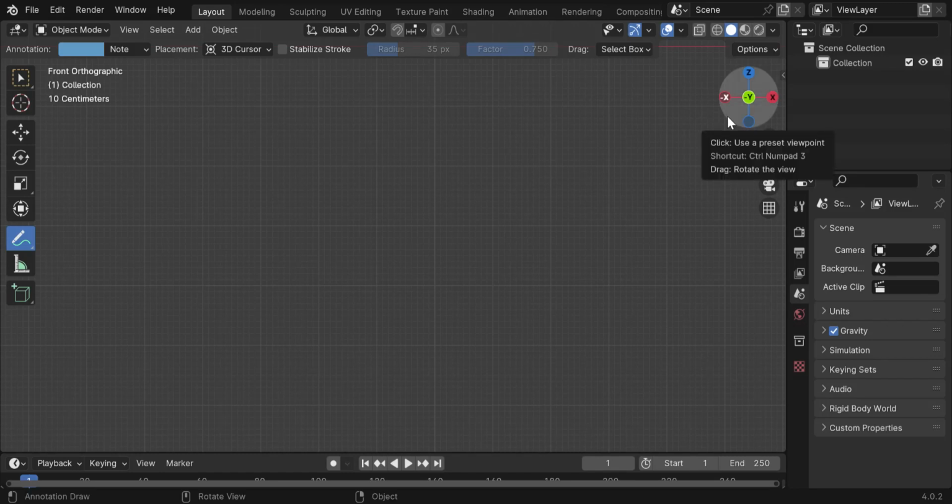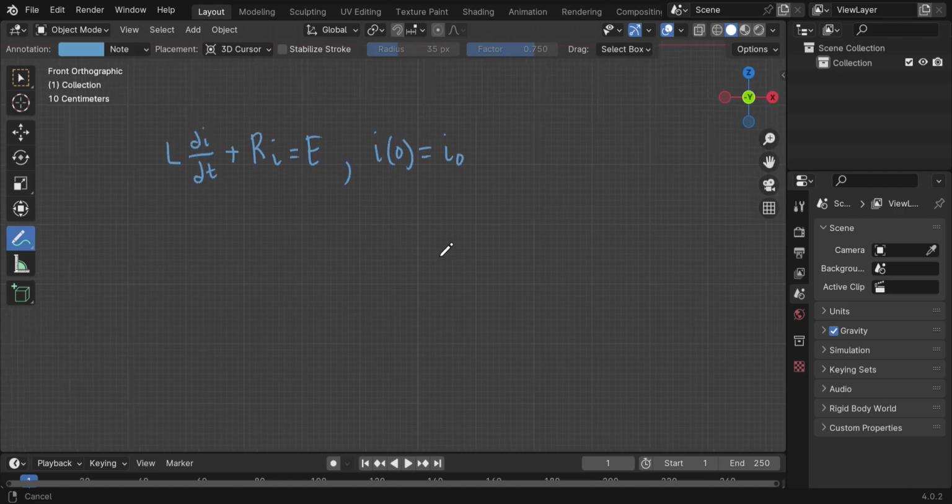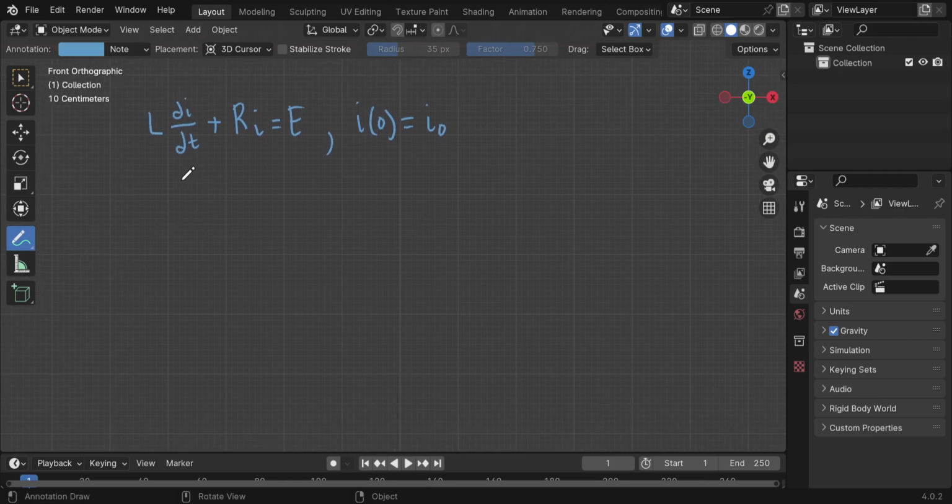Alright, let's work on another differential equation. This one goes like this: L times di/dt plus R times I is equal to E, and I of 0 equals I0. First thing I want to do is multiply dt throughout. So let's do that. L di plus R I dt equals E dt.